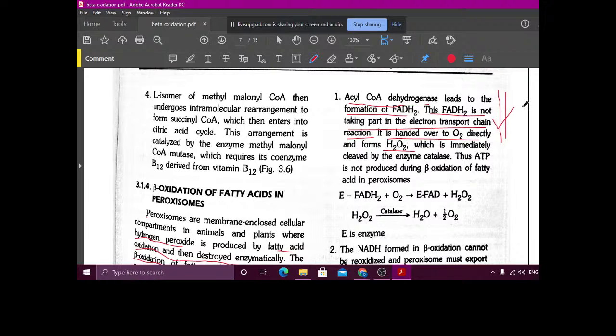So fats are used to produce these free radicals, hydrogen peroxide. This H2O2 is immediately cleaved by the enzyme catalase. So ATP is not produced during beta oxidation of fatty acids in peroxisomes. Wow, the whole step is taking place in the peroxisome, but no ATP is formed. But if it is not taking place in the peroxisome, then lots of ATP is formed. Over 130 we had seen the last day in a 16 carbon, and here no, they are all used to form H2O2.